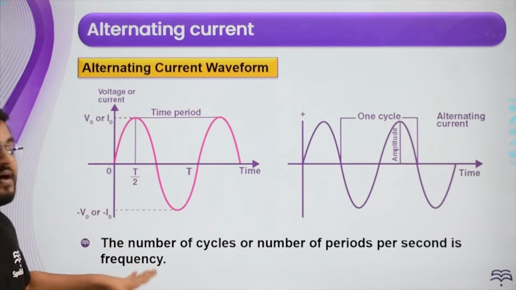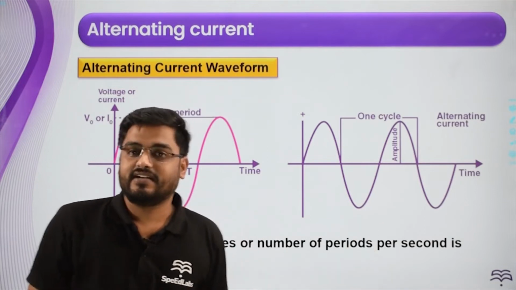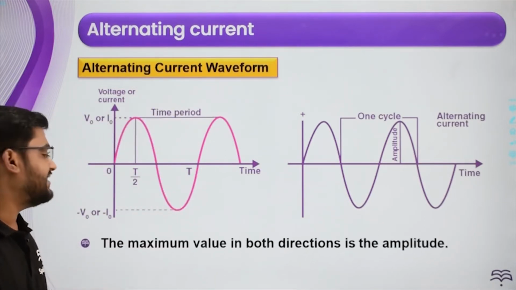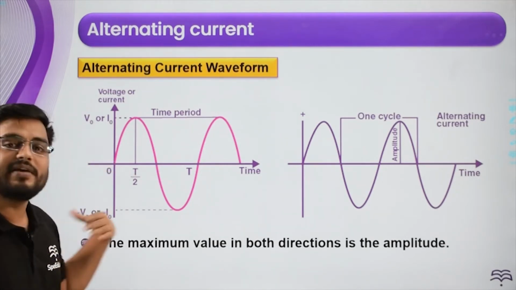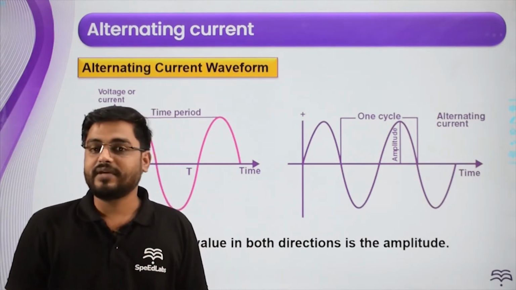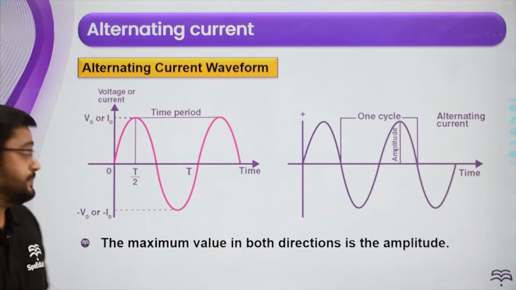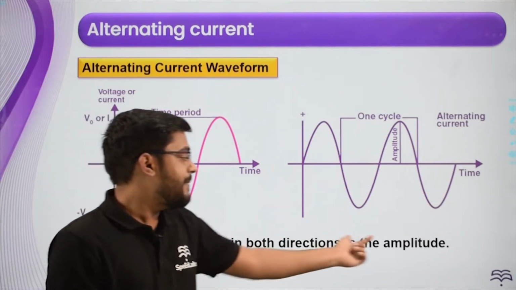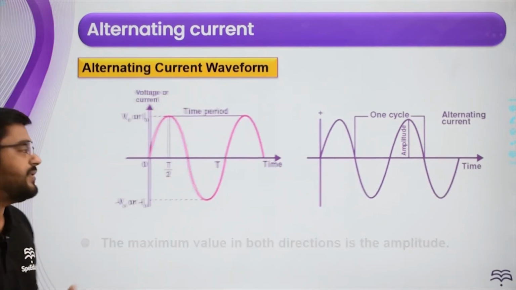Next, the number of cycles or number of periods per second is your frequency. So frequency is the reciprocal of time period. Then the maximum value: if we are making the voltage graph, then it is the maximum value of voltage. If we are making a current graph, then it is the maximum value of current. That maximum value is called the amplitude. So here V0 or I0 is called the amplitude.